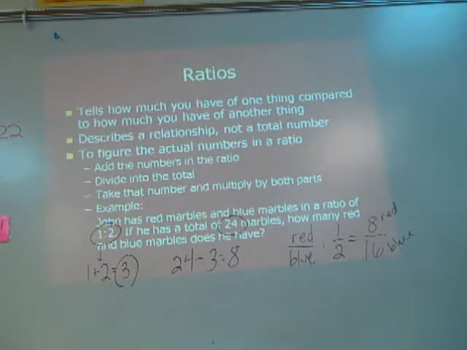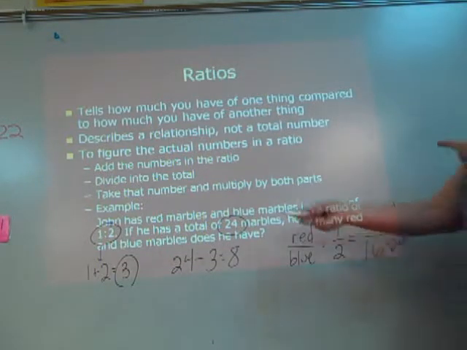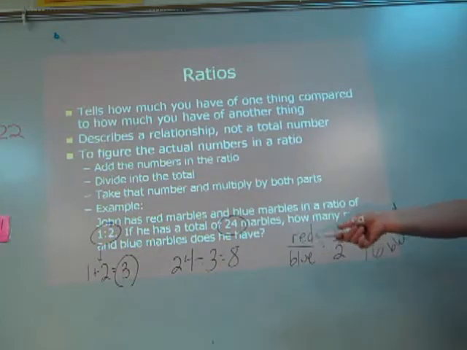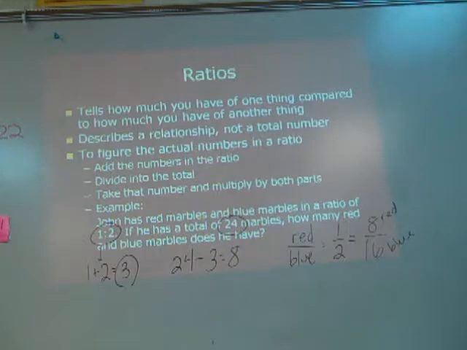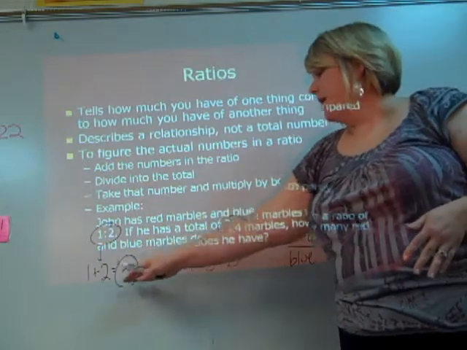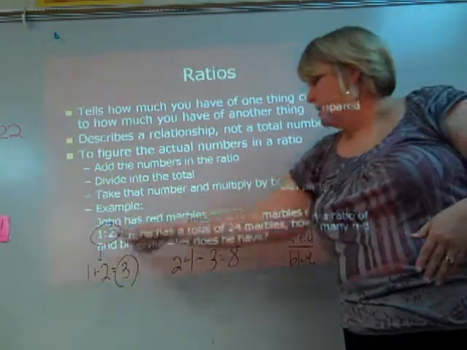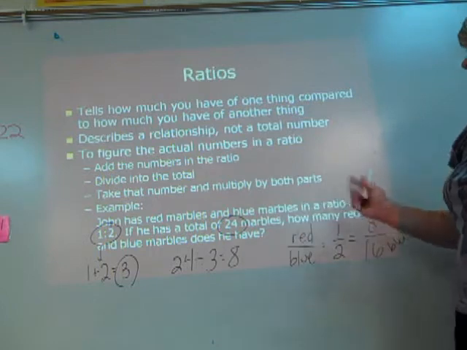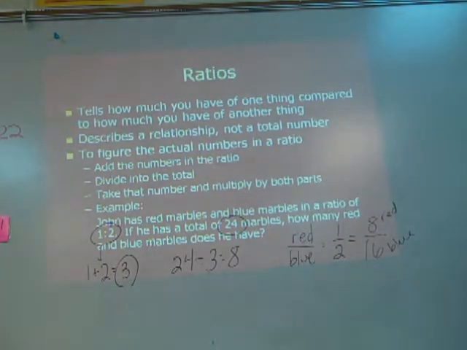So add the numbers in the ratio, divide into the total, and then that number multiply by the 2 numbers in the ratio. If the ratio of red to blue is 1 to 2, and there's a total of 24, 1 plus 2 is 3, 24 divided by 3 is 8, so 1 times 8 is 8, and 2 times 8 is 16. There are 8 red and 16 blue. Does that make sense? Yes. Okay.